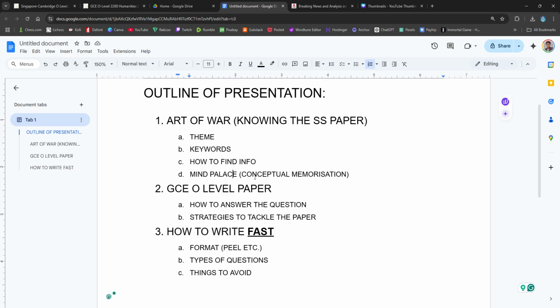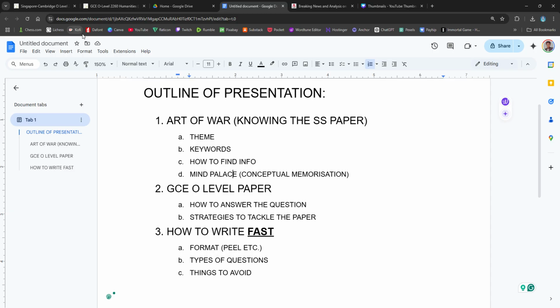and there is no differentiation anymore. Everybody will be taking the same paper in the future, right? The SEC paper. They will be removing the Cambridge papers. This is for your information, but we still can have some relevant information to help us.